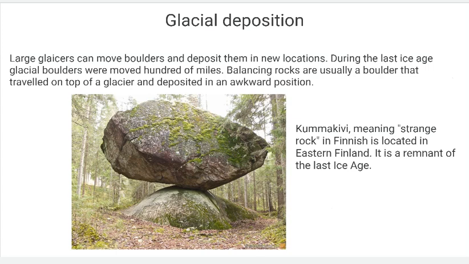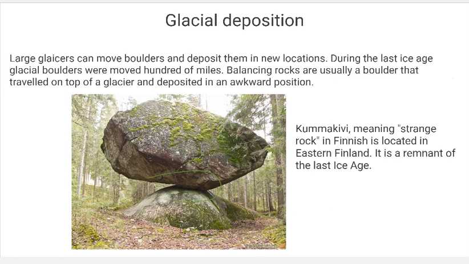Now, we talked about how glacial weathering and erosion created U-shaped valleys, but they can also create these really cool balancing rocks. These are usually a boulder that traveled on top of a glacier and was deposited in an awkward position. And this is one of the more well-known boulders. This is in eastern Finland. And as we can see, I want you to look at this.